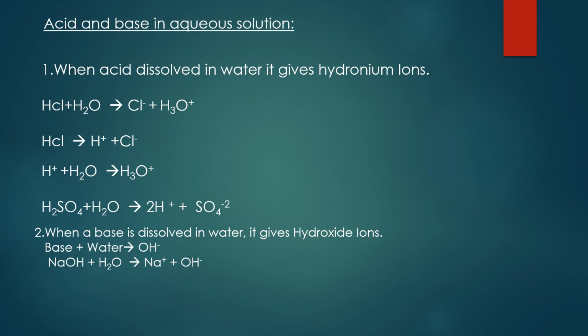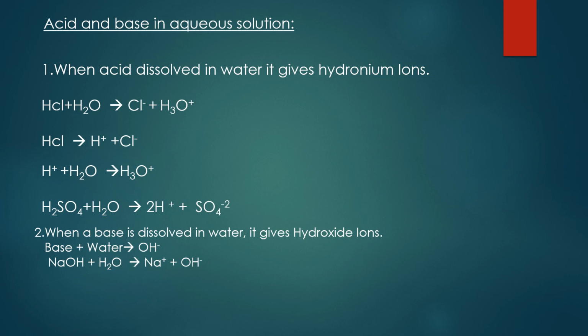Not only hydrochloric acid, other acids also. Take the case of sulfuric acid. When you dissolve sulfuric acid in water, it produces 2H plus ions, and later it mixes with water to give hydronium ions and sulfate ions. These ions are responsible for the passage of current in the acid or base solutions.